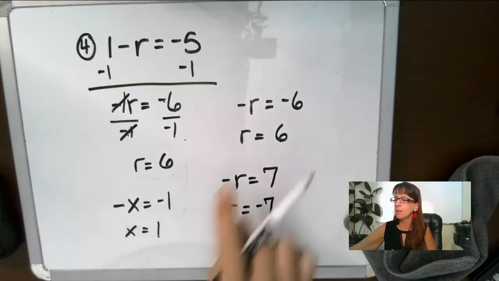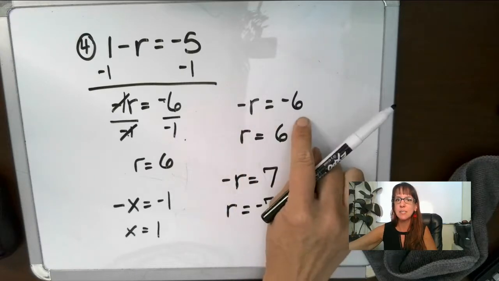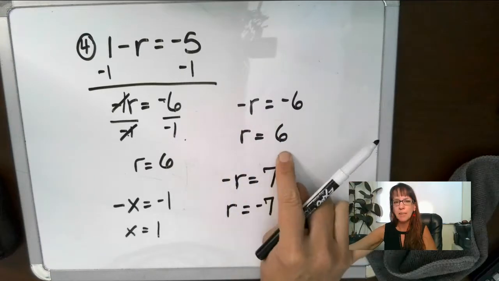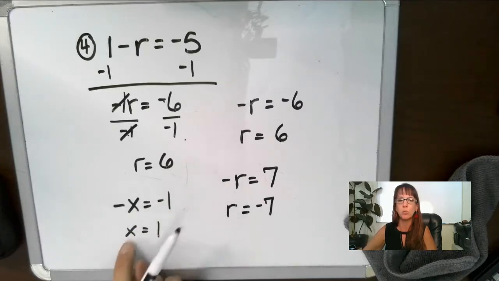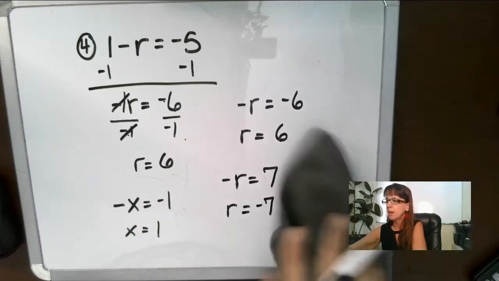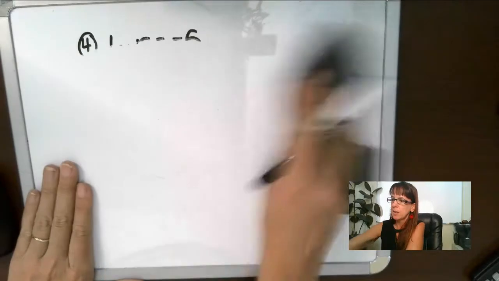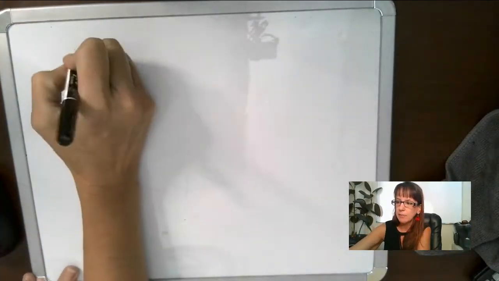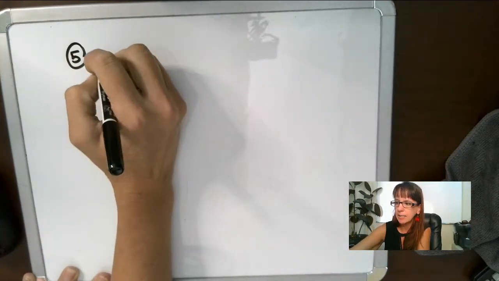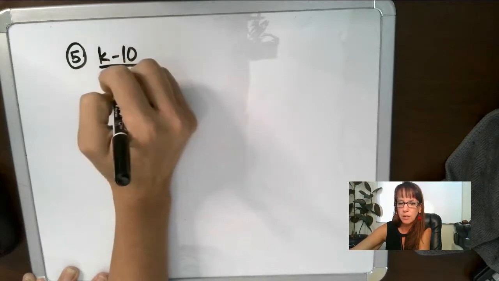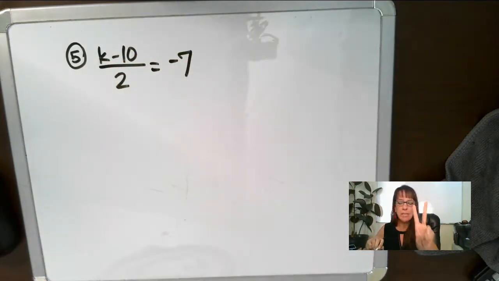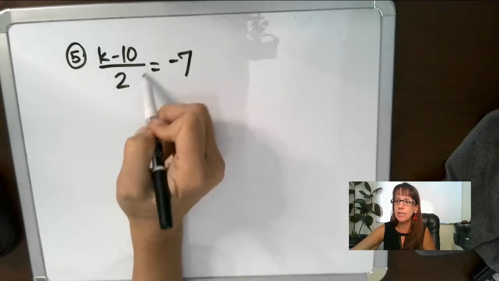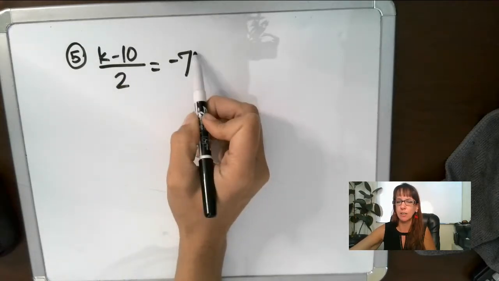Say opposite. Opposite r is negative 6. That means regular r is positive 6 because it's the opposite of r. The opposite of x is negative 1, so regular x is going to be 1. Hopefully that makes sense. Okay, so 5. All right, so 5, we've got k minus 10 over 2 equals negative 7. Now, right now, we only have 2 chunks. We've got this chunk here and this chunk here, okay?